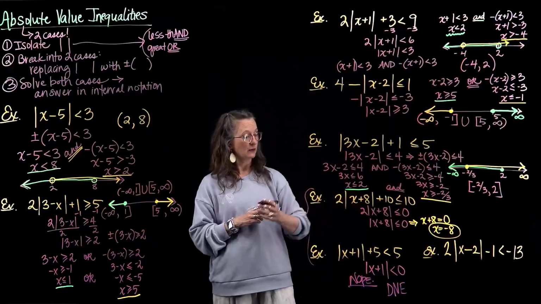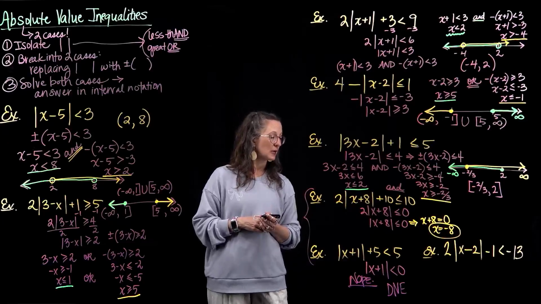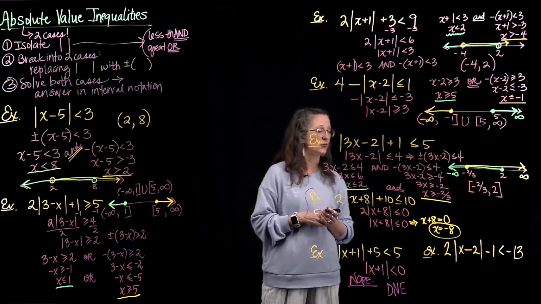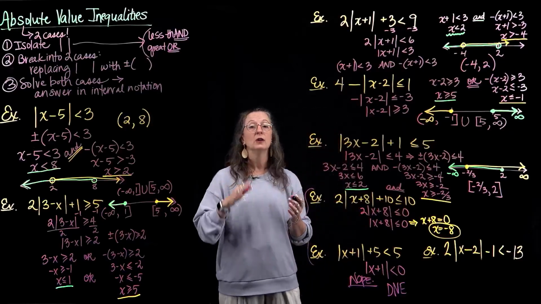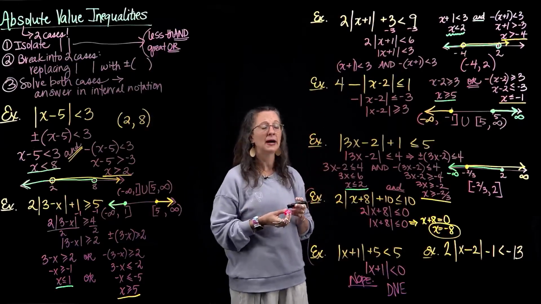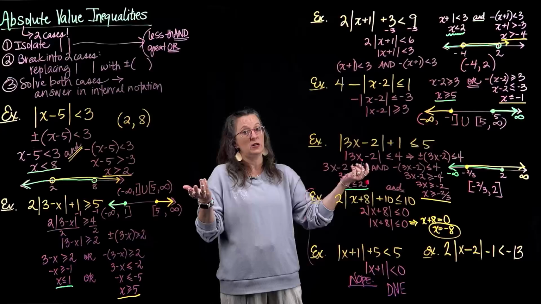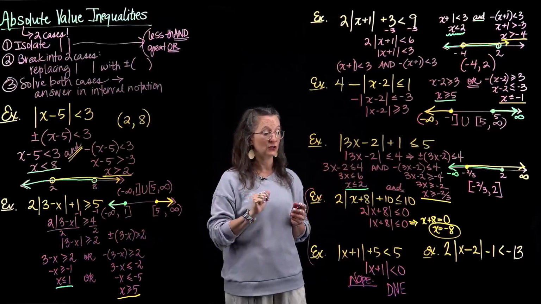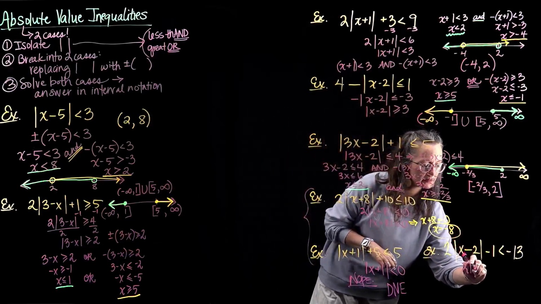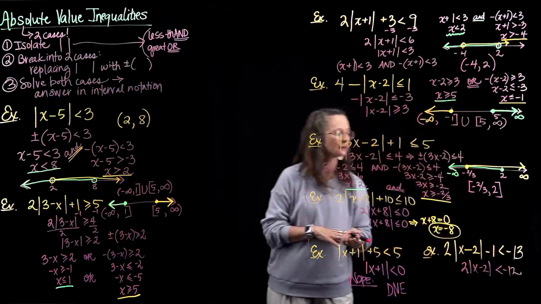Another one. This is my last weird one. I have 2 times the absolute value of x minus 2, minus 1 is less than negative 13. Now remember, we cannot declare anything until we have that absolute value by itself. So there's no way I could look at this and say, oh, there's a negative, it's weird. We've got to isolate it first. So let's add 1 to both sides. 2 times the absolute value of x minus 2 is less than negative 12.